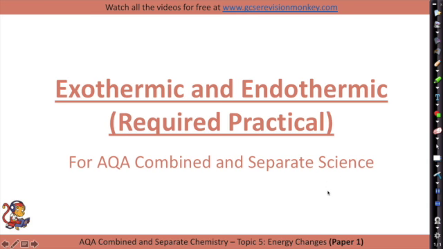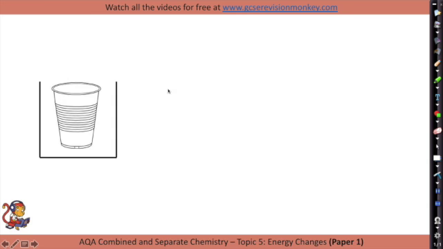Now we'll discuss a required practical on exothermic and endothermic reactions. So with this practical, you'll be asked to investigate the temperature change of a reaction, and you might be asked to change a particular variable such as concentration or mass of the reactant and see what effect that has. The main thing with this practical is the reaction happens in a polystyrene cup, and you'll have a thermometer in there to see how the temperature changes in the reaction.